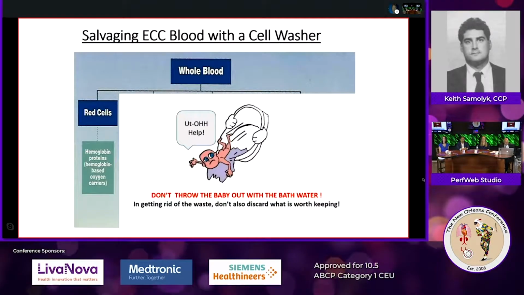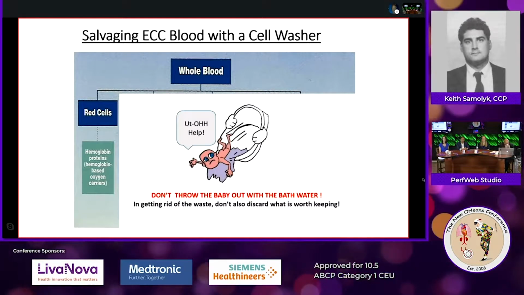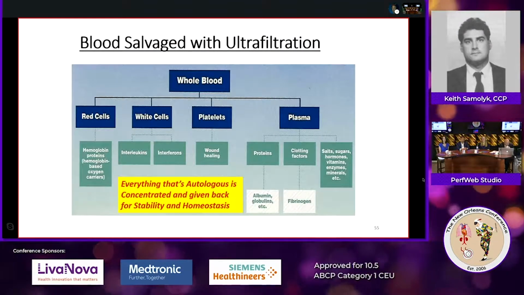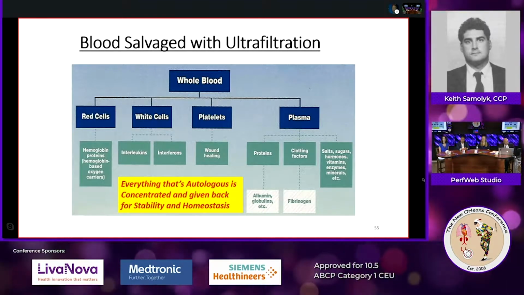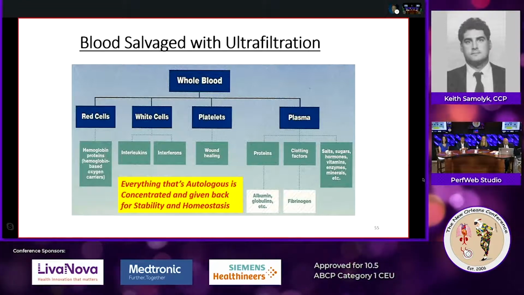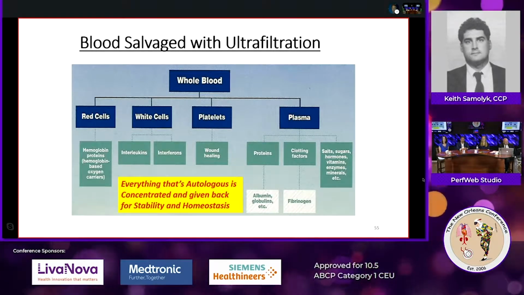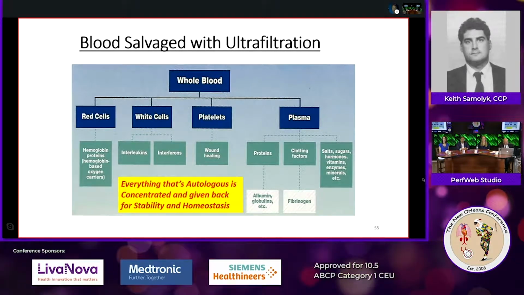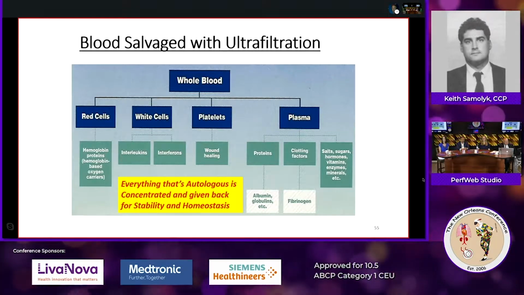So again, in the end here, we don't want to throw the baby out with the bathwater. We want to save as much as we possibly can. Everything that's autologous, concentrated, give it back to the patient for stability and homeostasis. Remember, those cells have every key to every lock in your body. You will not have a reaction to your own blood. You certainly will have a reaction to somebody else's blood products. 100% of the time, you get a reaction from somebody else's blood products.